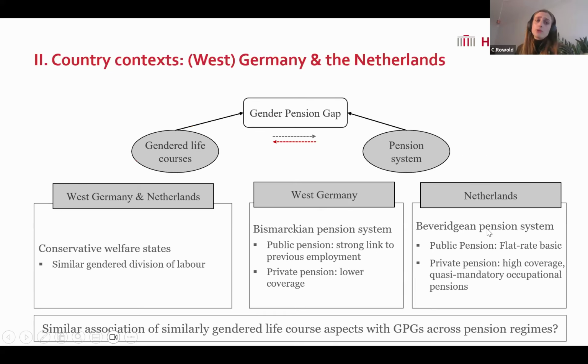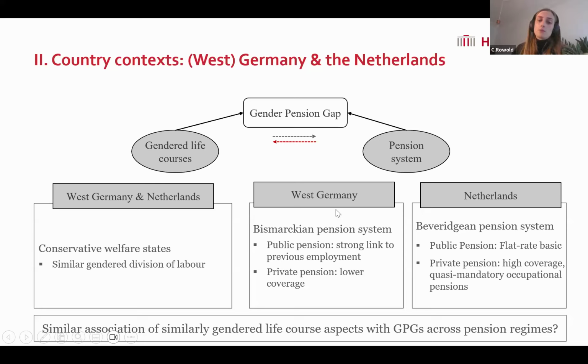All right, very briefly, I look at two different countries, West Germany and the Netherlands. The reason for the country design is basically that both West Germany and the Netherlands can be identified as very conservative welfare states, especially in the second half of the 20th century, with a really traditionally gendered division of labor. And therefore, I assume that we find similarly gendered life courses or life course aspects in both countries. But at the same time, they both have very different pension systems.